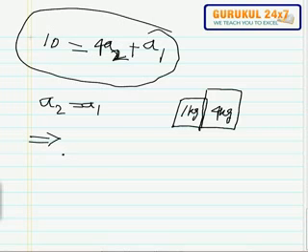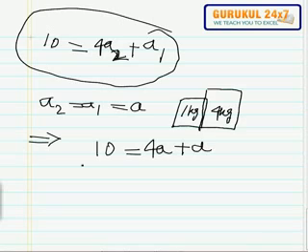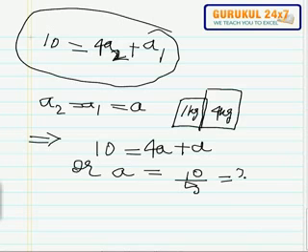With this relation in place, we can write 10 equals 4a plus a, or acceleration equals 10 over 5, that is 2 meters per second squared. Now this is the acceleration with which these two masses move.